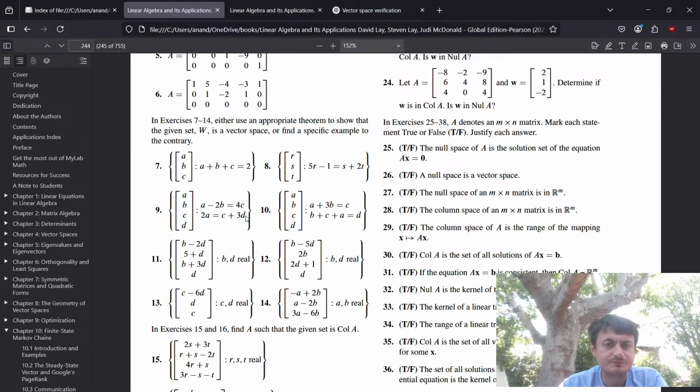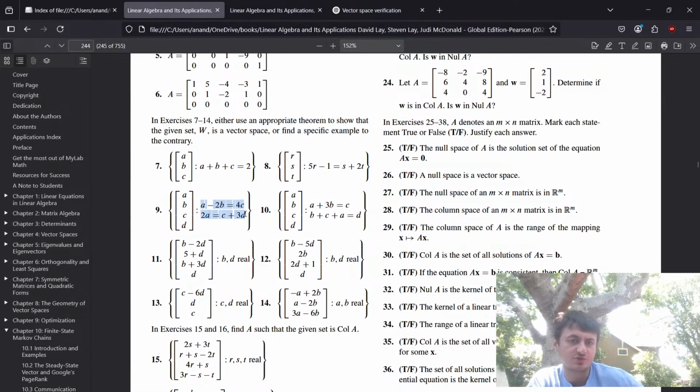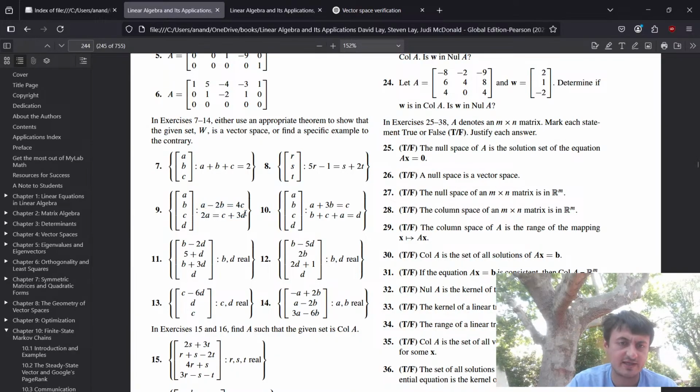Okay. A minus 2B, 4C. All right, so wait, so what we're going to do, okay, yeah, this is exactly like what we had in the example. So we're going to rewrite these as two homogeneous equations in R4. So since we can write this as a homogeneous set of equations, I already know that this is going to be a subspace.